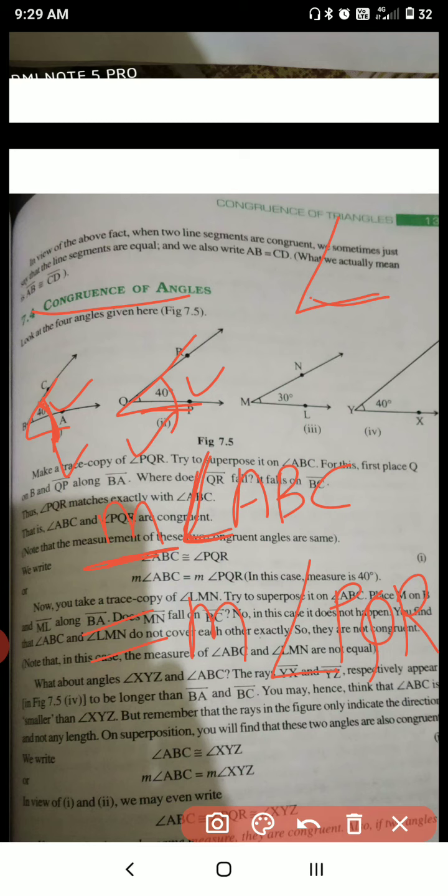Understood? So up to here you just copy onto your fair copy, and the next exercise we will start tomorrow.